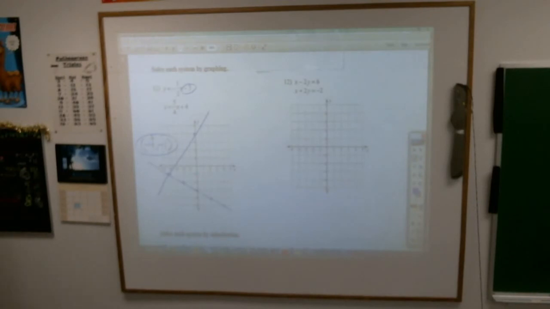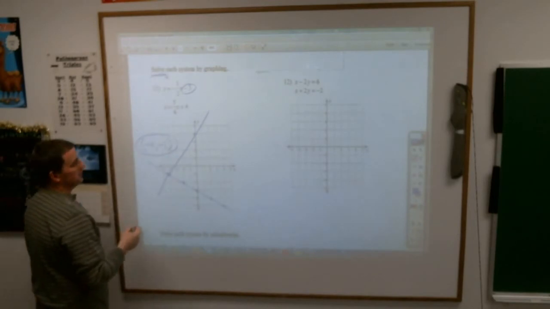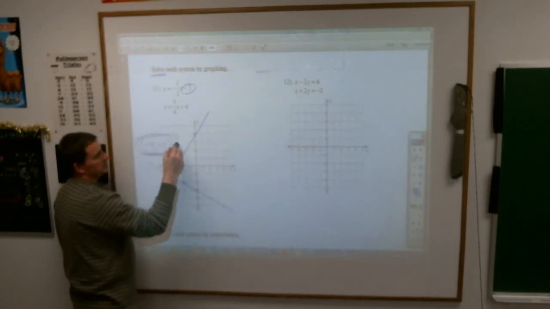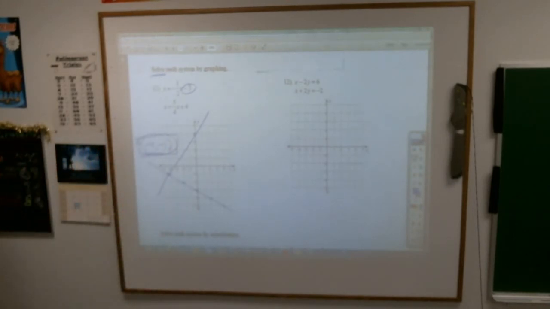Do we have to write down the coordinates for the test? That's the answer. So we can't just do the graphs? No, you need to write me the answer. You need to write, this is the answer. You need to write that down. It's a good thought, though.